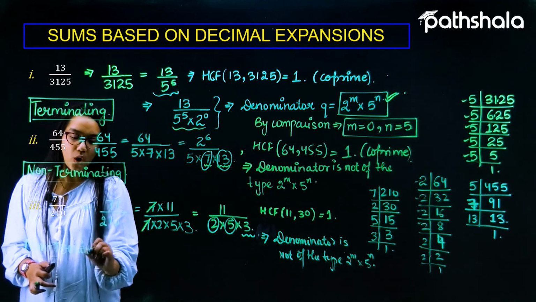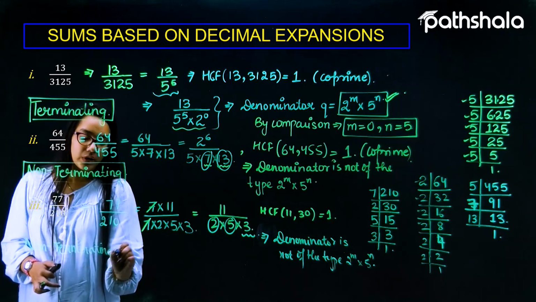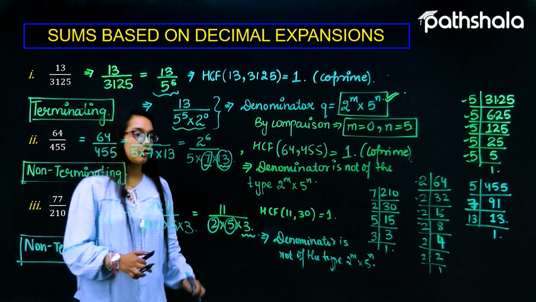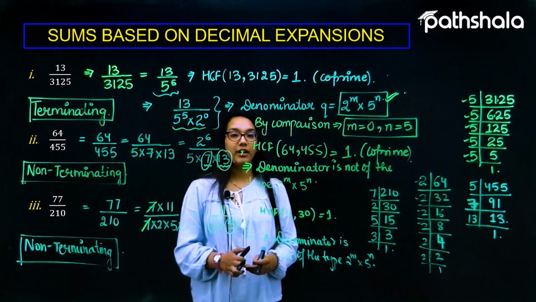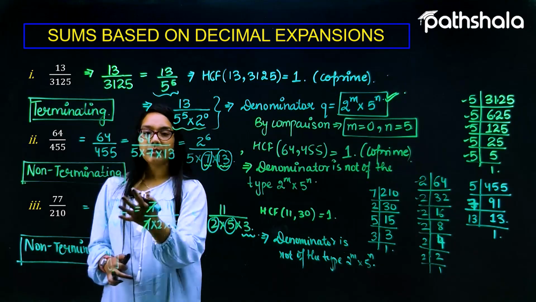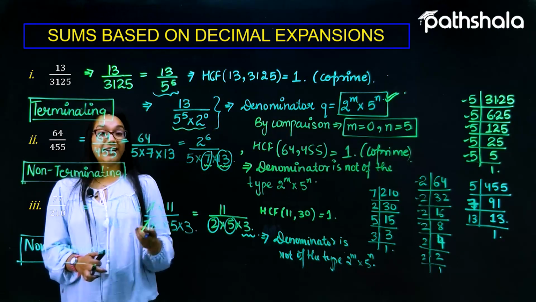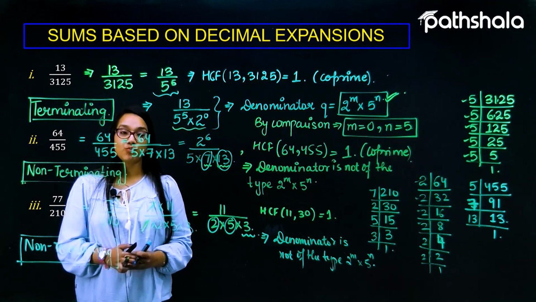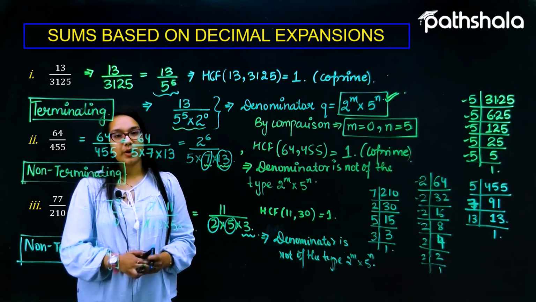So I hope the concept of terminating and non-terminating decimal expansions is all clear to you, that is, how we can find out whether rational numbers are terminating or non-terminating, either by dividing them or by using the help of the theorem. So let's move on further and talk about some other questions.